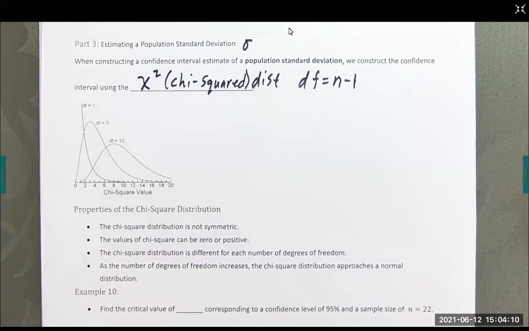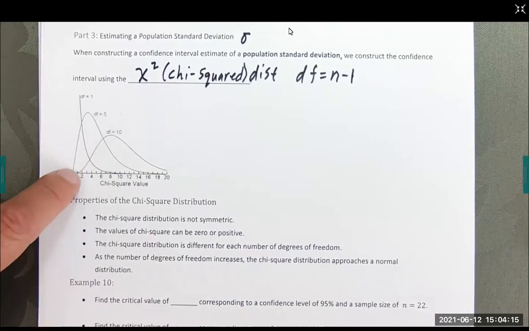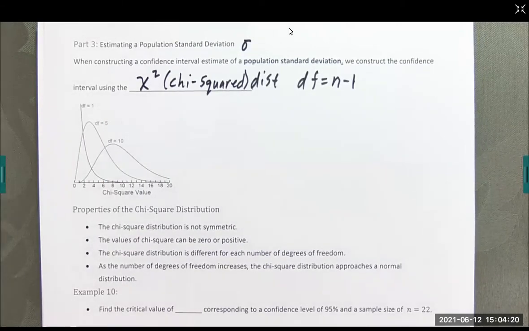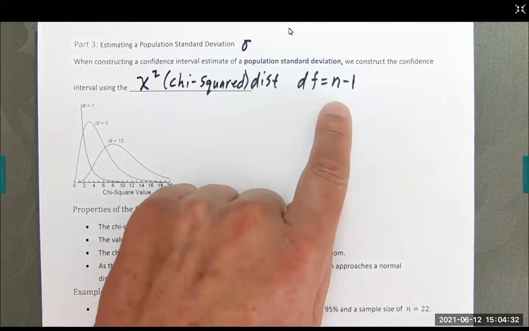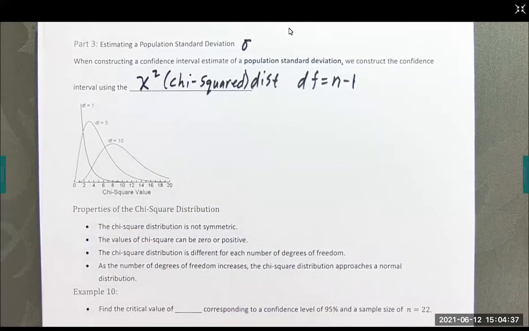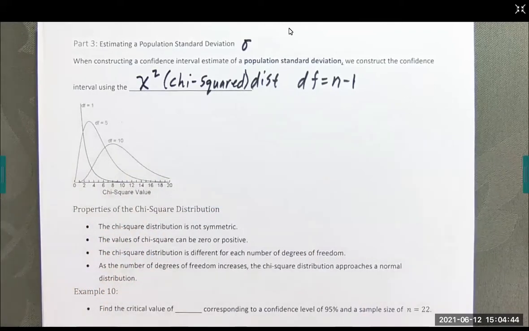Some properties of the chi-squared distribution. The chi-squared distribution is not symmetric. We can see it. So this one here's more typical of the way they look. The values of chi-squared can be 0 or positive. So chi-squared can't be negative, unlike t and z, where they could be negative. The chi-squared distribution is different for each number of degrees of freedom, right? It's dependent on n. And we can even see the 3 different graphs here. As the number of degrees of freedom increases, the chi-squared distribution approaches a normal distribution. And you can kind of see that a little bit there.